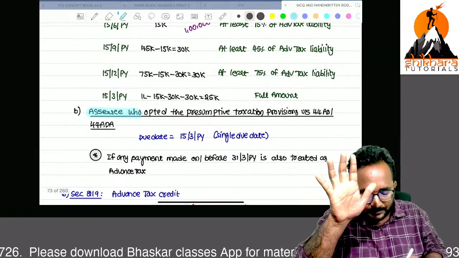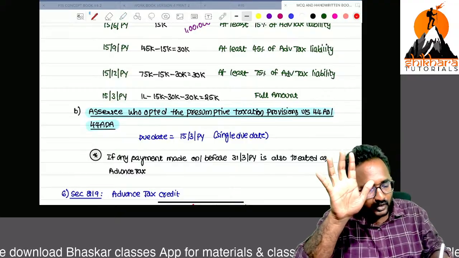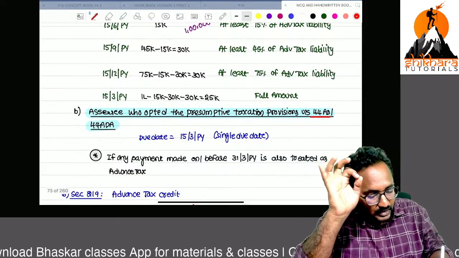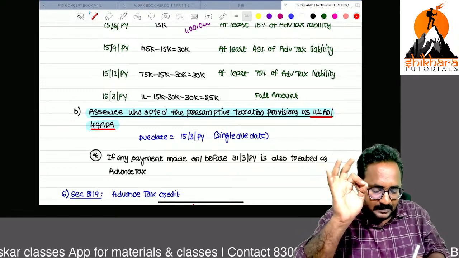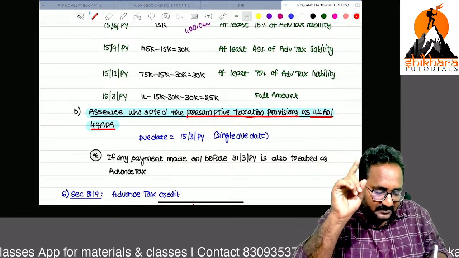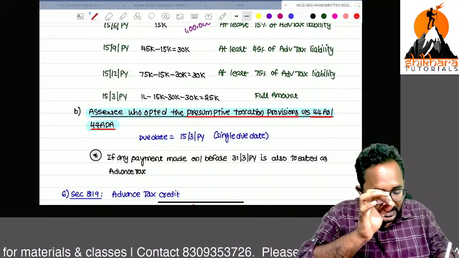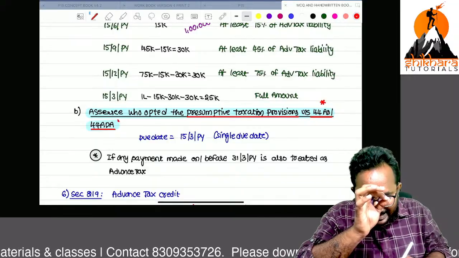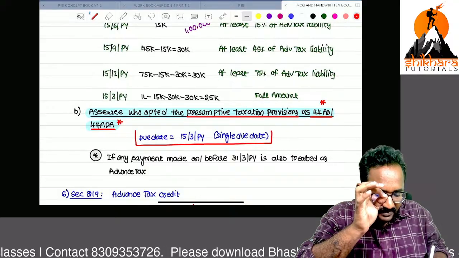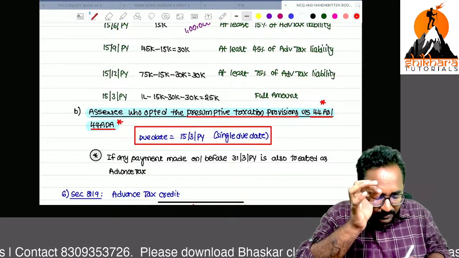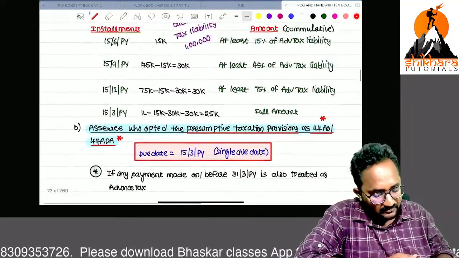If an assessee opted for the presumptive taxation provisions under section 44AD, 44ADA, not 44AE, for you there is a single installment during that previous year, that is on 15th March of the previous year.